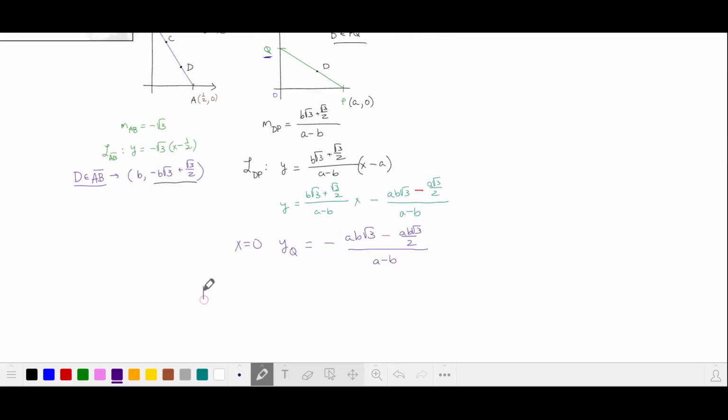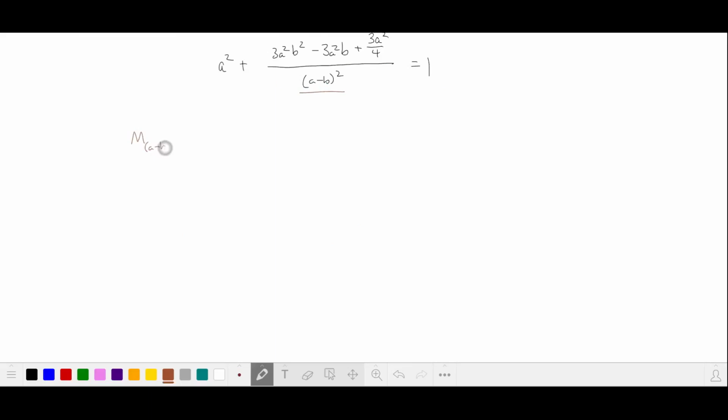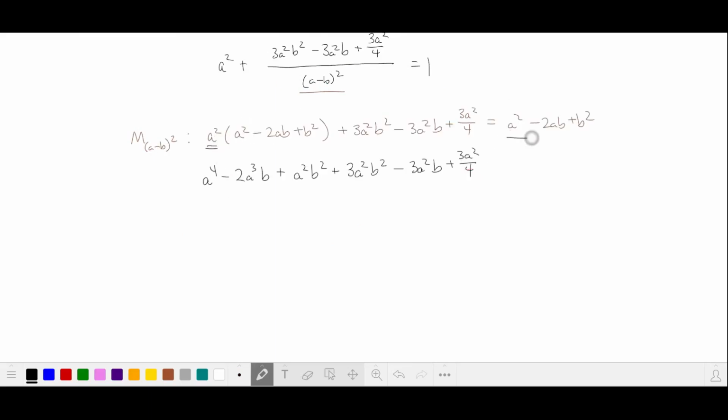We'll use the fact that the line segment PQ has a length of 1, and we'll substitute these distances into the Pythagorean theorem. The distance from O to P is A, and we'll square the y-coordinate of Q, and this sum is equal to 1. First, I'll FOIL out this numerator. We'll multiply by this denominator and expand it, and I'll distribute this A squared, and I'll subtract these three terms, setting all this equal to 0.